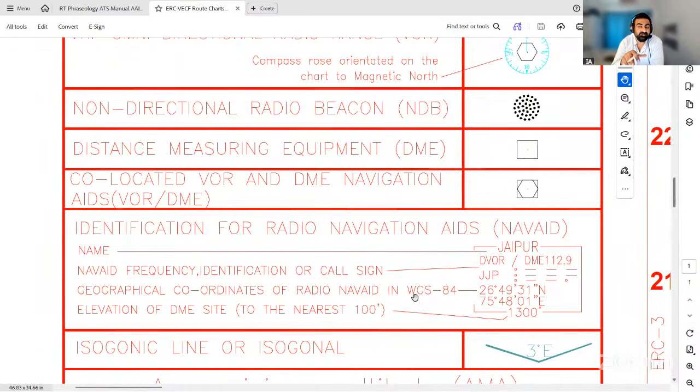Elevation of the DME site is also mentioned. It should not be confused with altitude, it is elevation. How high above sea level is this place? So that if you're coming from over sea, you are aware of the elevation.